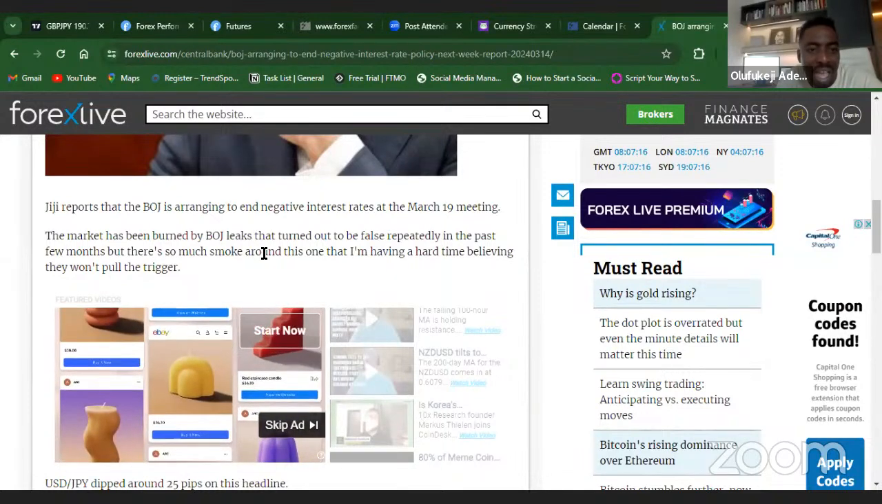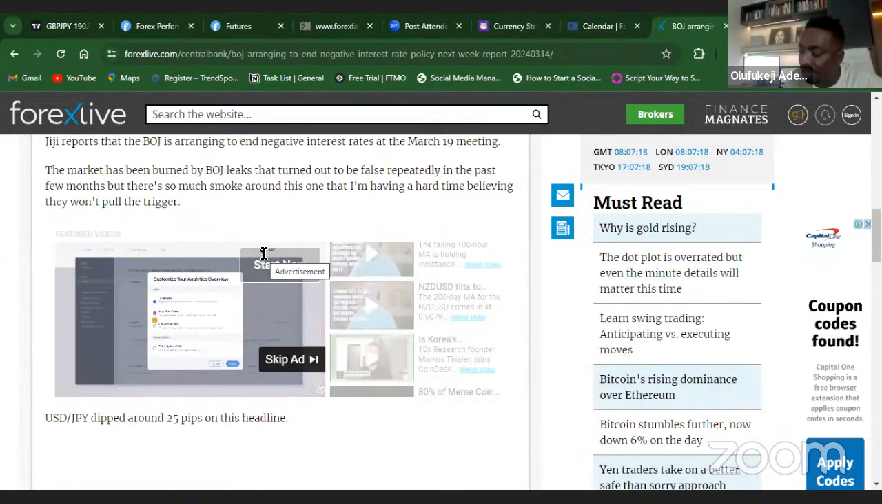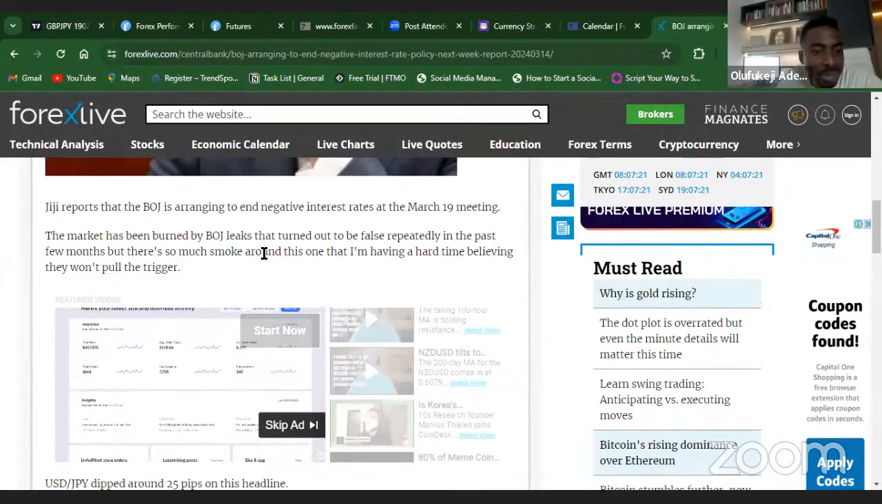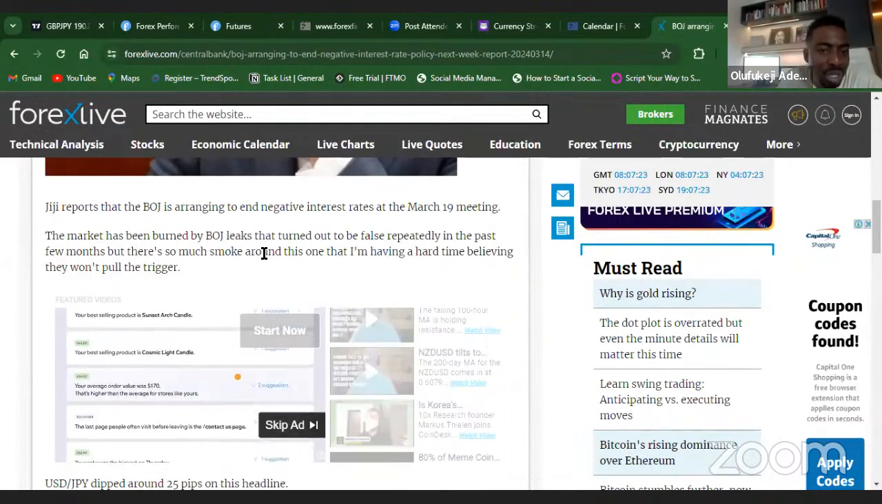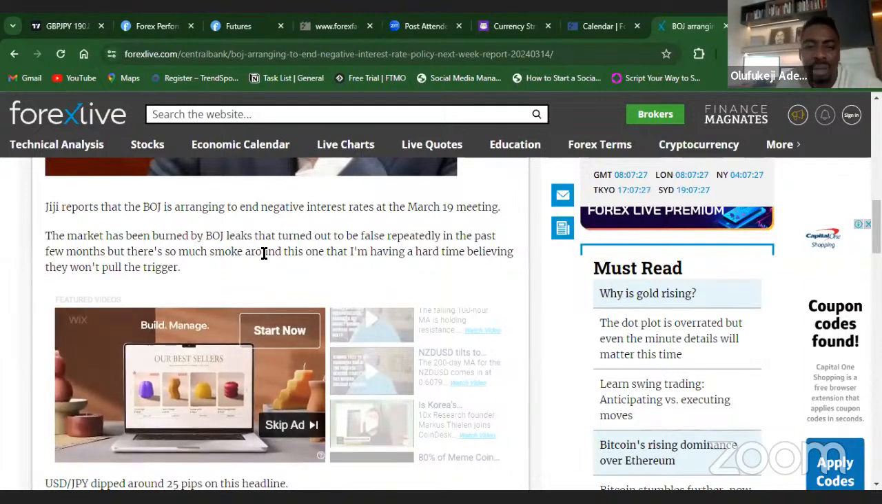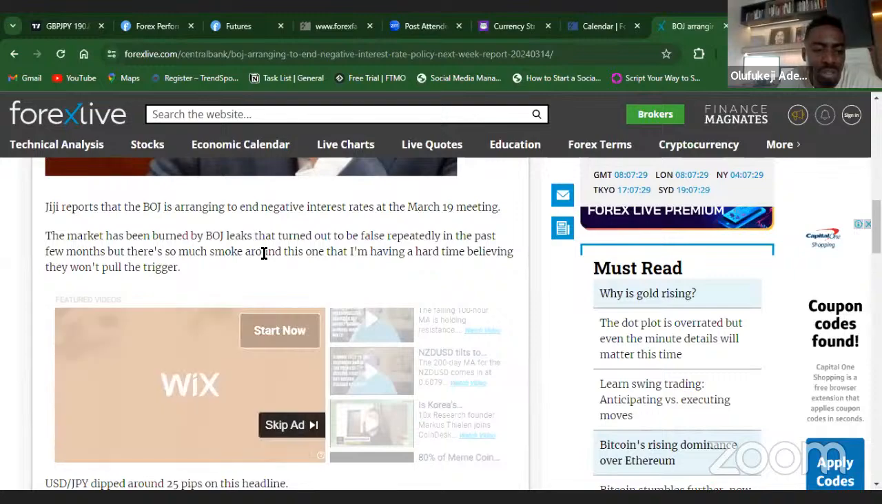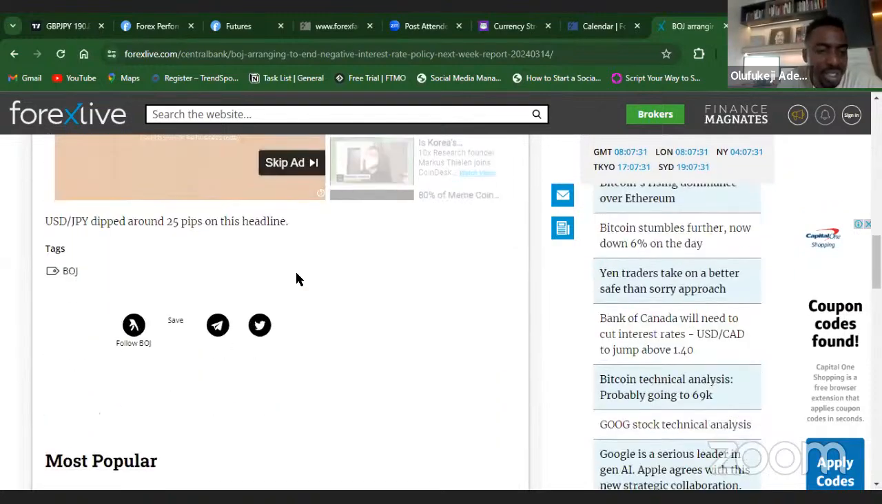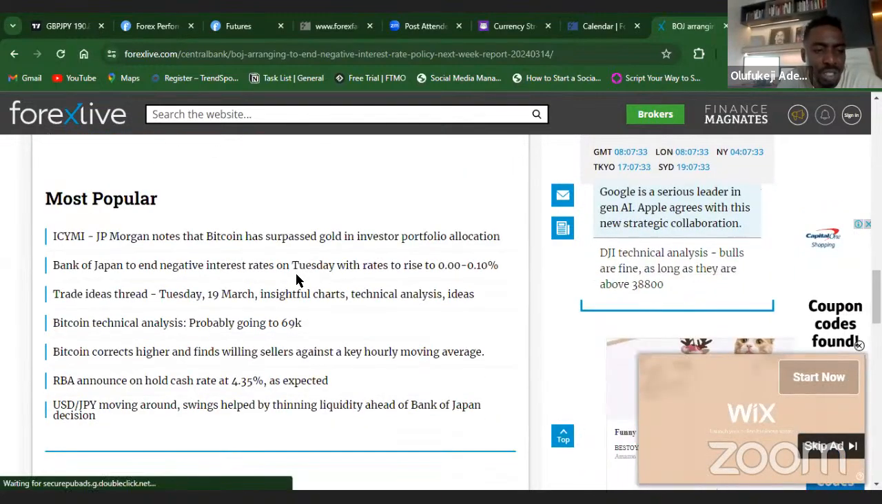The BOJ is arranging to end negative interest rates, and the market has been burned by BOJ leaks that turned out to be false in the past few months. But there's so much smoke around this one that I'm having a hard time believing they won't pull the trigger. Scroll down. It dipped around 25 pips on this headline.